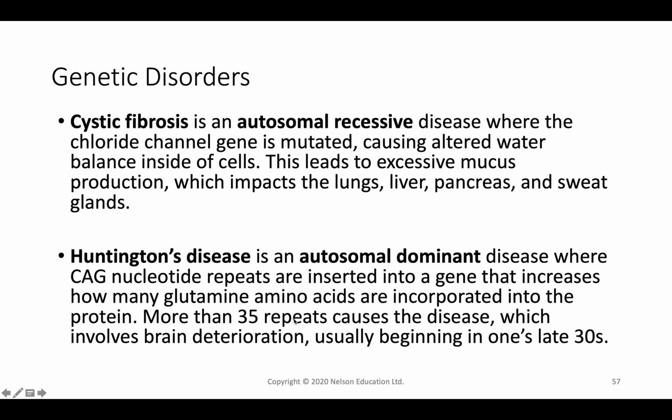More than 35 causes the disease, and the more repeats you have, the earlier the onset of this brain deterioration. The brain deterioration sometimes starts in their early 30s, but what's the kicker here is that usually people in their mid to late 30s have already had their children. So you start feeling sick and having the onset after you've already potentially passed it on to your young. So individuals who have parents who suffer from Huntington's disease often struggle with the issue of having their own offspring because they don't actually know if they're carrying this autosomal dominant disorder. But they can go and get it tested now that we have the advance of modern genetics.